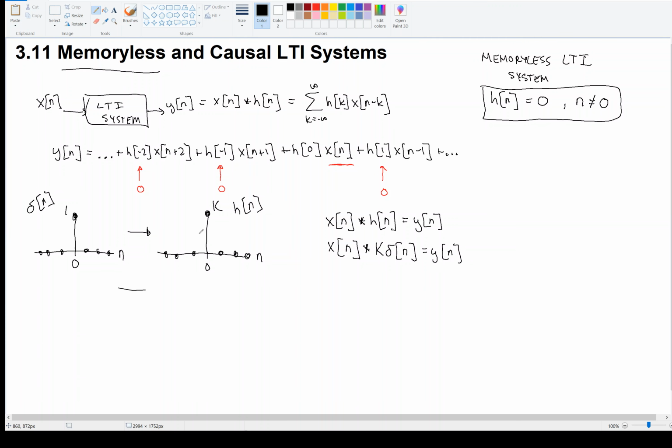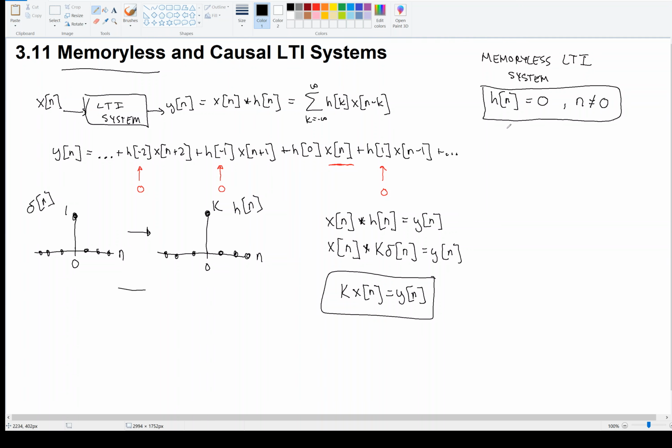That is, that the impulse response has to be 0 everywhere but the origin. So I can bring the constant out, and then I have x convolved with an impulse. But what is the convolution of a signal with an impulse? It's that same signal. So this gives me k times x on the left, and that is equal to the output. So this is my input-output relationship.